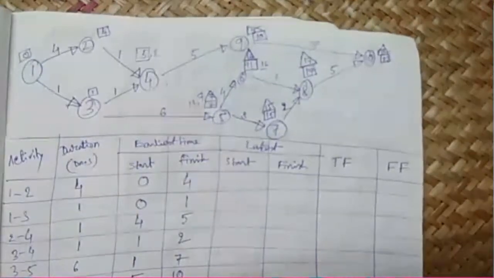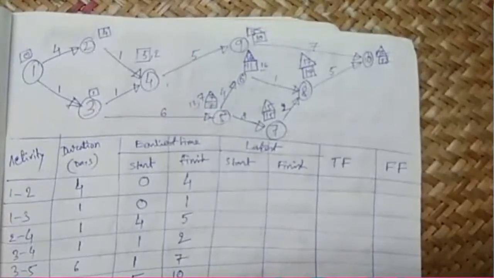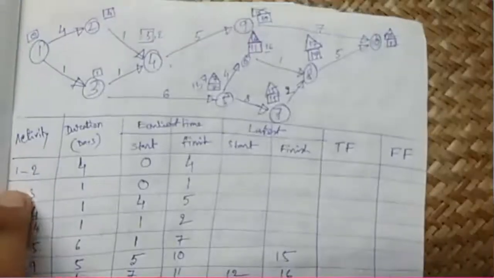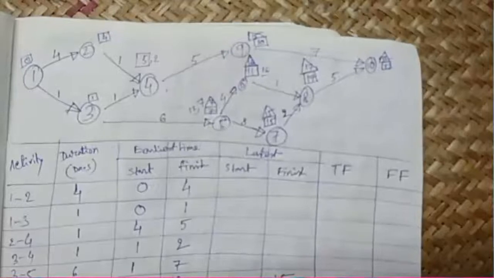Okay, now we talk about 4 9. The 4 9 of course has the latest finish of 15 days. Now its latest start, of course, will be how much? 15 minus 5, 10 days. Very good.